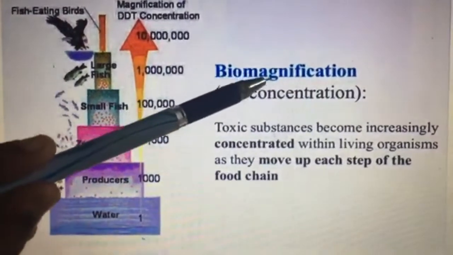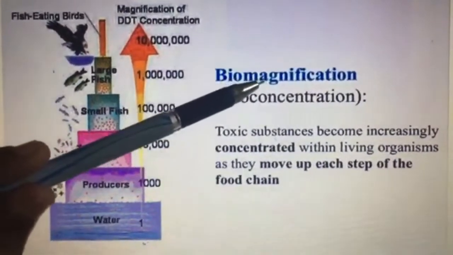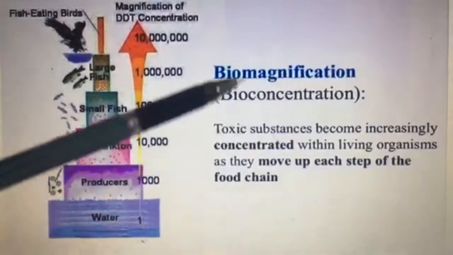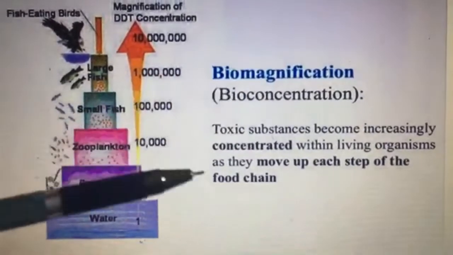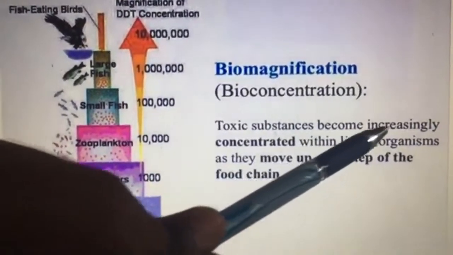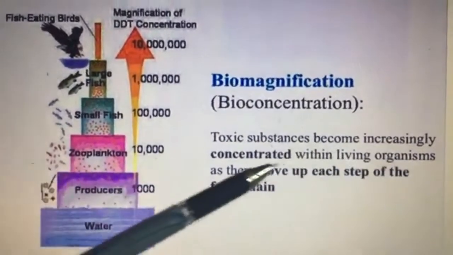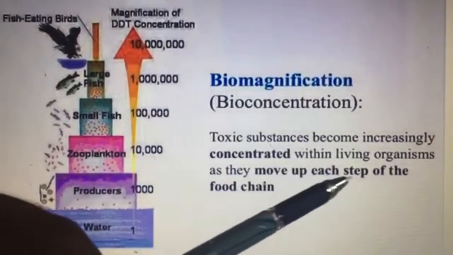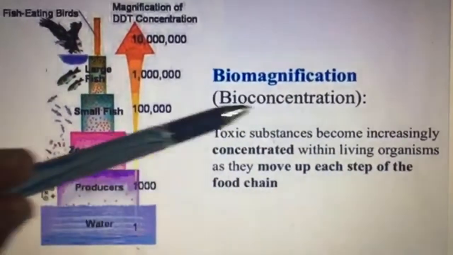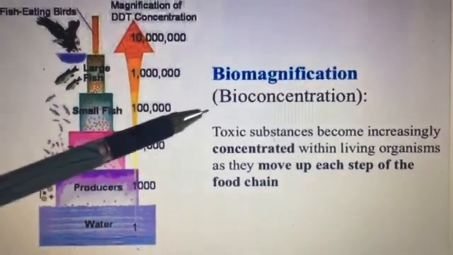Biomagnification. What is magnification? Generally we use the word magnification: by microscope, we magnify a small object into a large one. Magnification means enlarging. Biomagnification means toxic substances become increasingly concentrated within living organisms as they move up each step of the food chain. So here the chemical content is increasing in our food chain, called biomagnification.